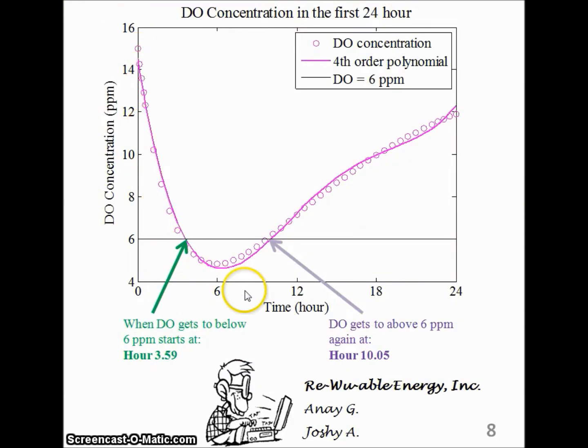This is our data points, and then the pink, or magenta, continuous line shows our regression line, the fourth order polynomial, and then this is where DO equals 6 ppm. And from our roots function, we get that at 3.59 hours, DO falls below 6 ppm and gets back up again at roughly 10 hours.